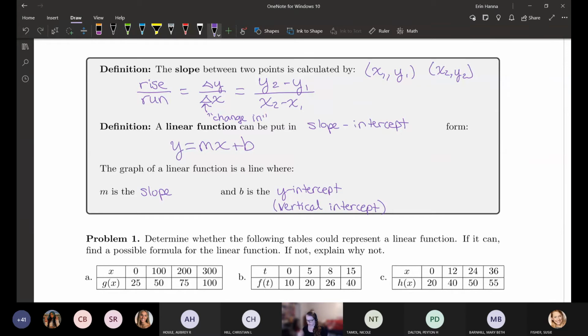So I'll hold on like 5 seconds in case any of you are still writing down the definition, and we'll go through those.